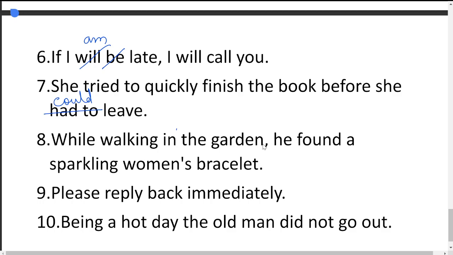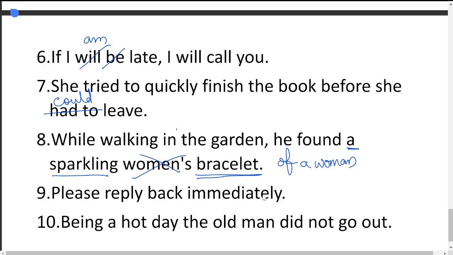Next, "while walking in the garden, he found a sparkling woman's bracelet." What are you speaking about here? "A" is given. You are speaking about a bracelet. What type of bracelet? A sparkling bracelet. Now, "woman" cannot be used here. Why? We are not speaking about the woman. We are speaking about the bracelet. "A sparkling bracelet of a woman" can be used. He found a sparkling bracelet of a woman, not "woman's bracelet."